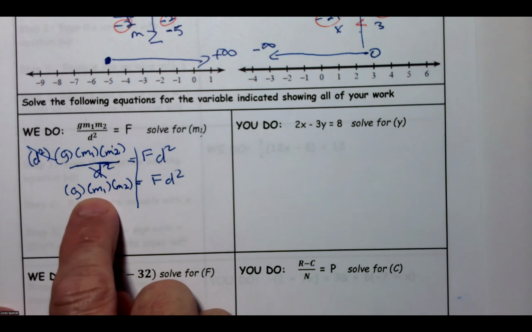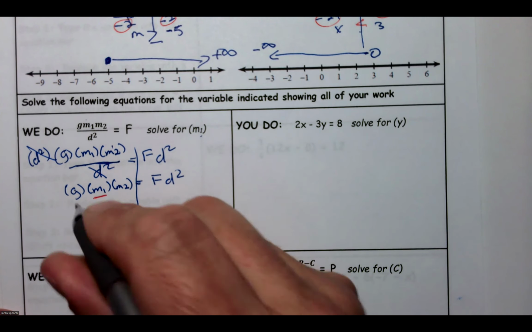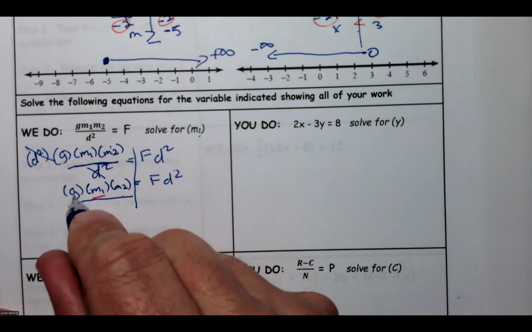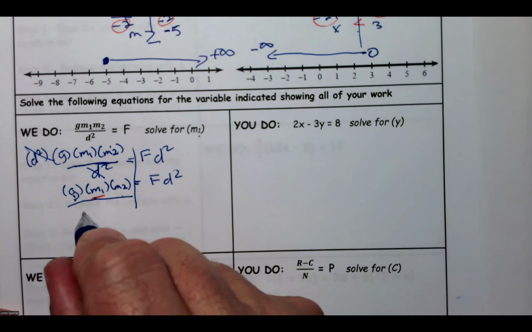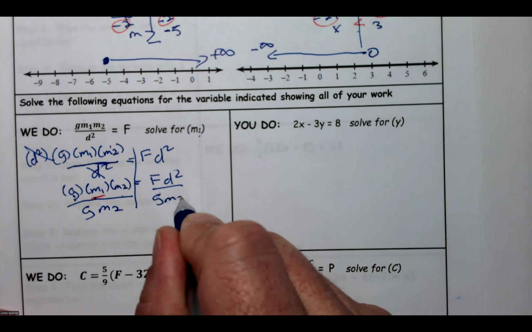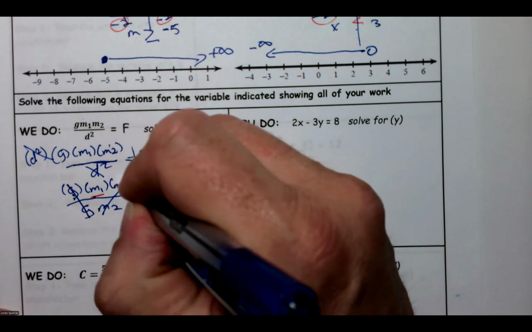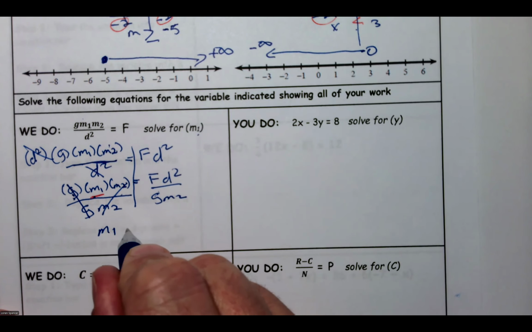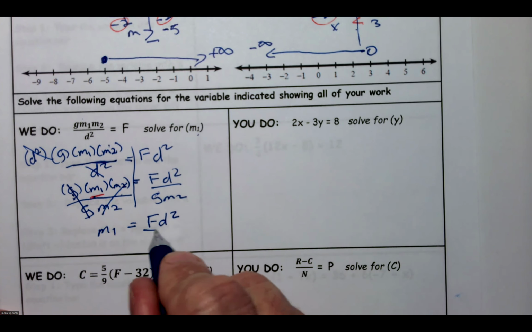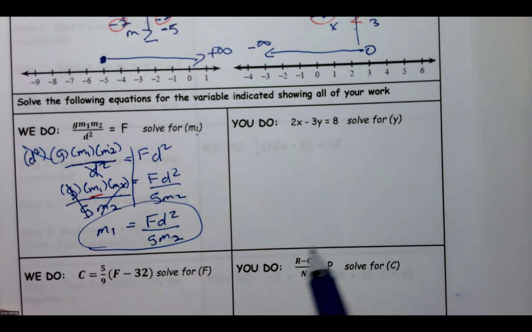Well, as the parentheses indicate, these are being multiplied, so I need to undo the multiplication, but I want to be left with m1. Well, to undo the multiplication, I need to divide by what I don't want. I want m1, I don't want g, and I don't want m2. So g and m2 are going down here, and g and m2 also have to go to the other side, because what you do to one side, you must do to the other side. So these two cancel out, and I end up with m1 equals f d squared over g m2. And that's my final answer.